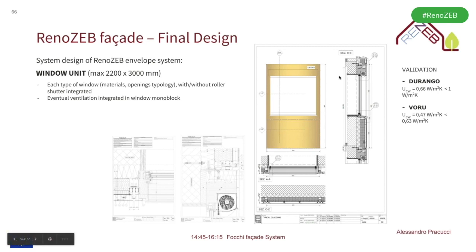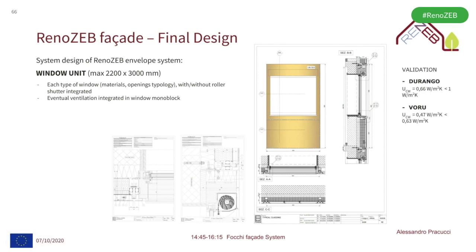The result achieved by this unit is a thermal transmittance of 0.66 for Durango, while the request was 1, so much better than what was requested by the norm. And for Võru in Estonia, the result was 0.47 watt per square meter Kelvin, while the request was 0.63.